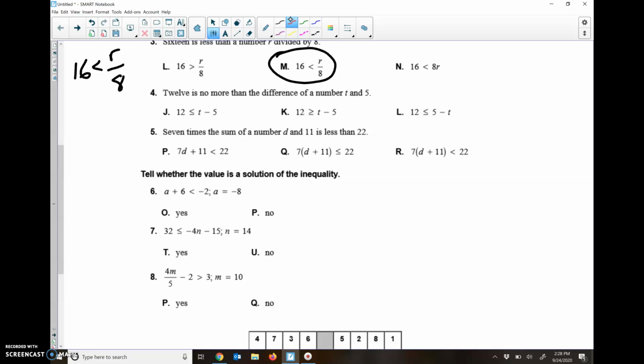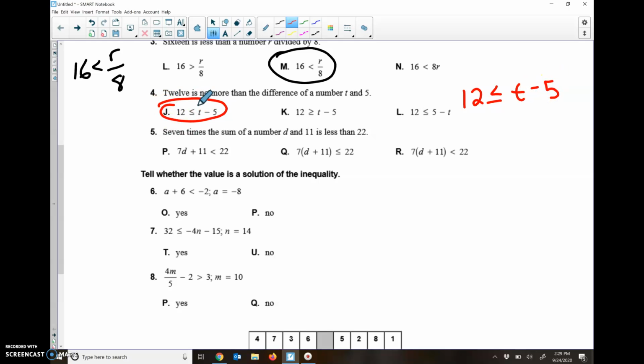12 is no more than. Okay, so 12, and now we got to think about what no more than means. It's going to be less than or equal to the difference of t and 5, which looks like letter J there.